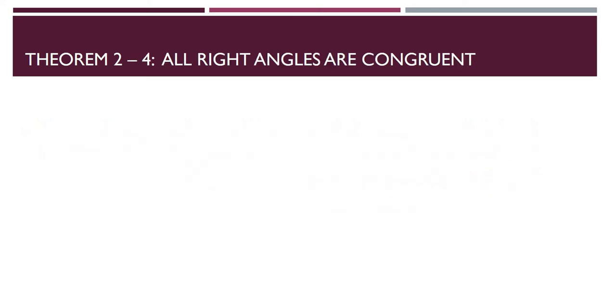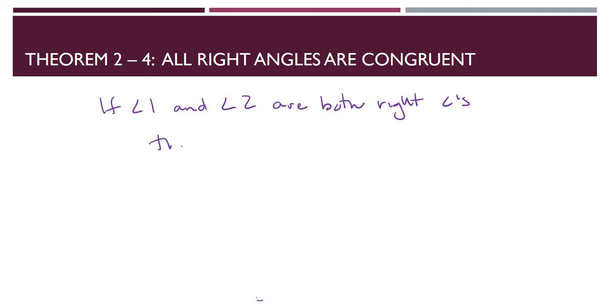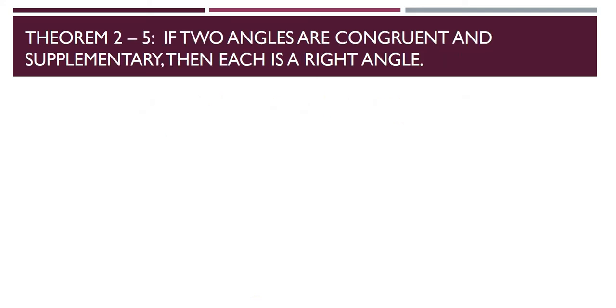And we have one more theorem. Two more. Theorem 2-4, all right angles are congruent. So if angle 1 and angle 2 are both right angles, then angle 1 is congruent to angle 2. And the last one: if two angles are congruent and supplementary, then each one is a right angle.